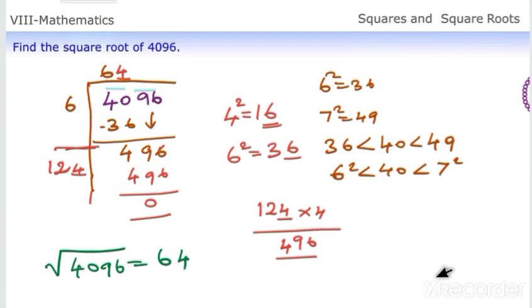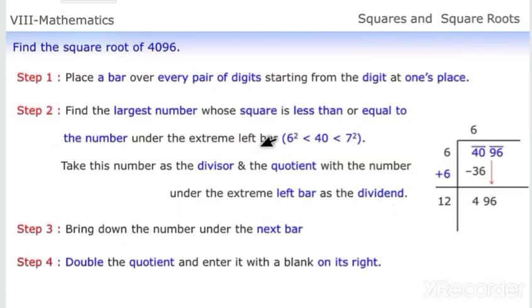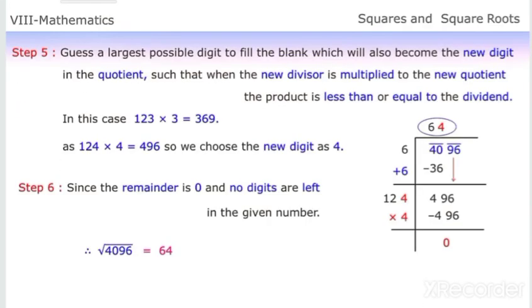Any doubts, you can ask in the class also. You can see all the steps are given clearly for understanding the answer for this question. So finally the answer we are getting here is 64. Since the remainder is 0 and no digits are left in the given number, 64 is the square root of 4096.